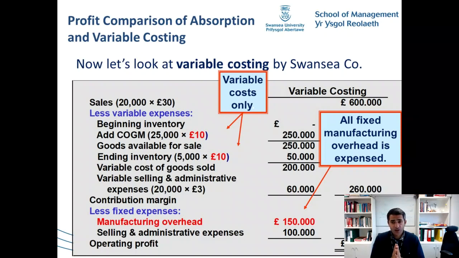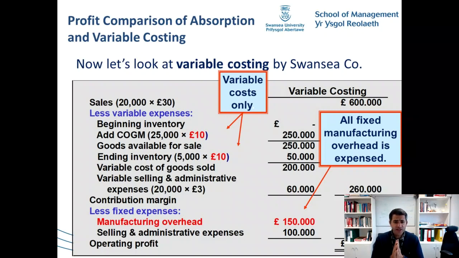Okay, let's have a look. Now, if you calculate the sales, same, 600, it doesn't change. But now you need to calculate cost of sales, and that includes the beginning inventory, which is no beginning inventory. Now you need to add the cost of goods manufactured. Under absorption costing, 25,000 units times £16, but here you need to multiply by £10. From where the £10? If you remember, when you calculated the product cost per unit in the first slide, it happens to be £10. So the £6 is related to fixed manufacturing overhead. So we are interested now with the variable cost element, which is the £10.